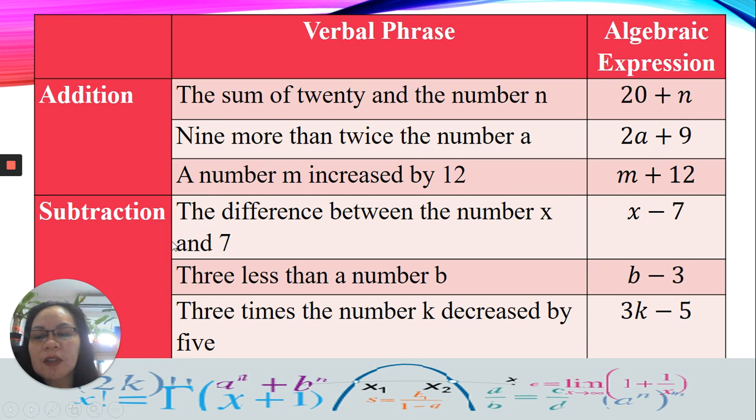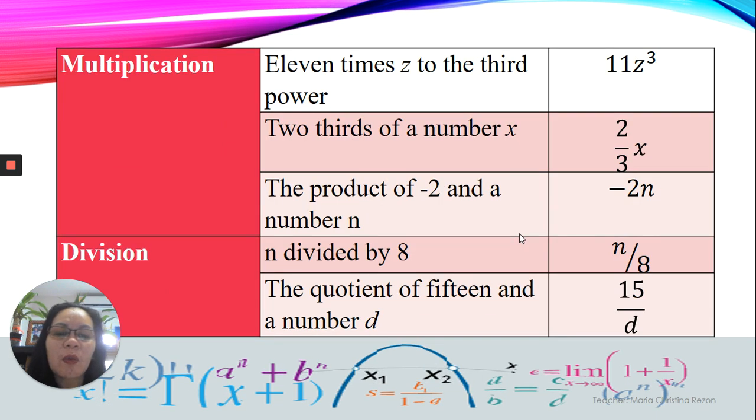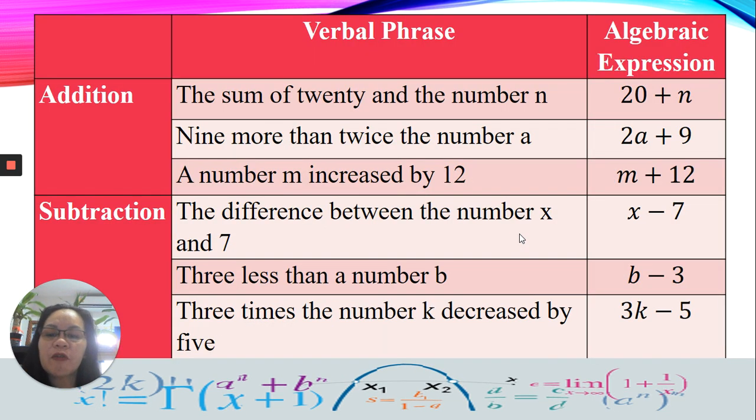And then let's have some subtraction phrases here. You have the difference between the number x and 7. When you say difference, you are actually subtracting, because the difference is the result when you subtract two numbers. So the difference between the number x and 7 would just be x minus 7.